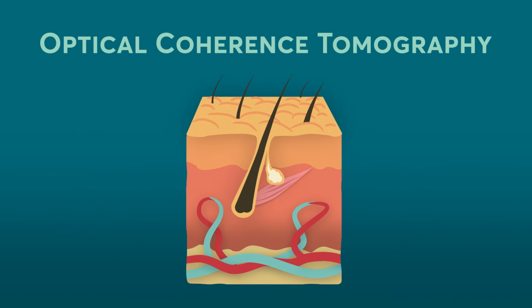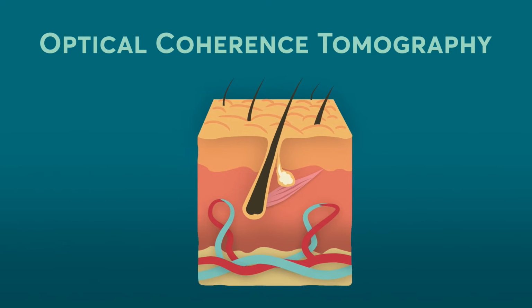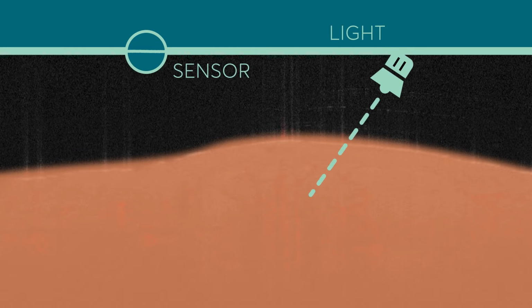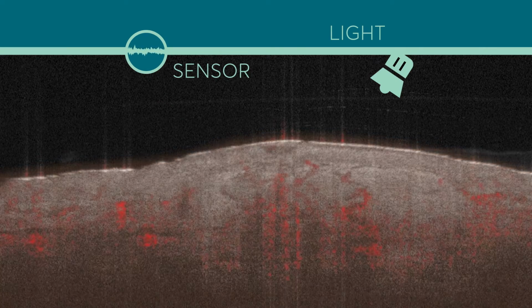OCT provides information on overall skin structure, blood vessels, and hair follicles. This technique generates 3D images of tissue microstructures by measuring backscattered and back-reflected light in a way that is similar to an ultrasound, but using light rather than sound. OCT image capturing is rapid and allows deep imaging penetration over a large scanning area.